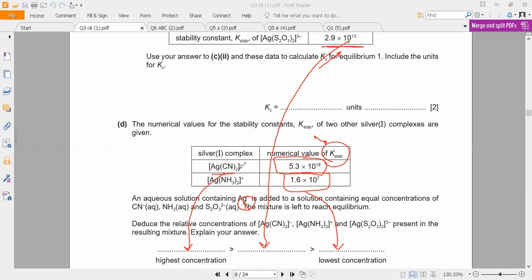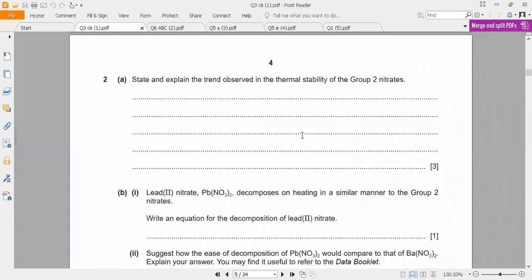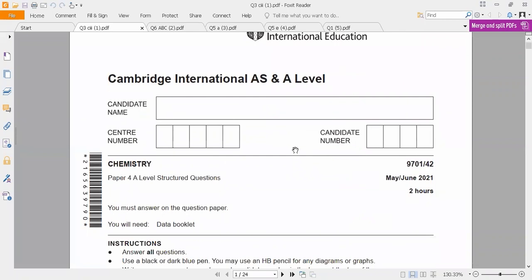We say that Ag(CN)2-, this complex, has the largest Kstab value. So this complex is the most stable and the one that will be made in huge concentration. And this one has the lowest Kstab value. This complex has the least stability and it will be the least concentration that will be made. Okay, guys, what was this paper? The questions are over now. This is May/June 2021. And the question is over.